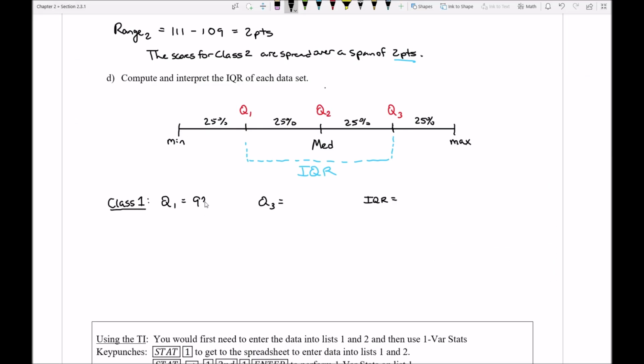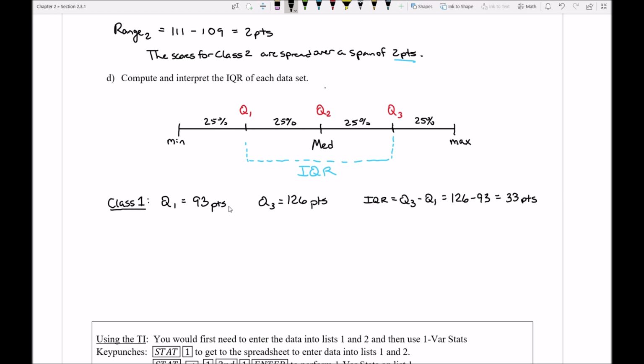So Q1 is 93, Q3 is 126, and the IQR would be defined as the distance between those. So I would do Q3 minus Q1, and that would leave me with a total value of 33. And notice each of these has units of points.